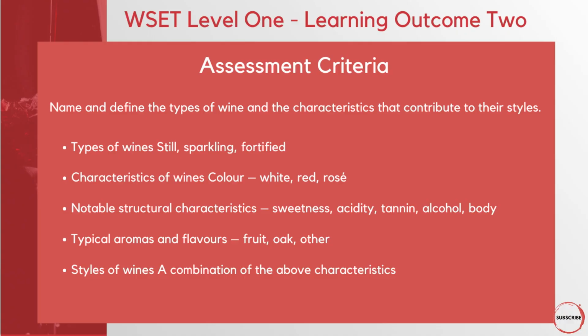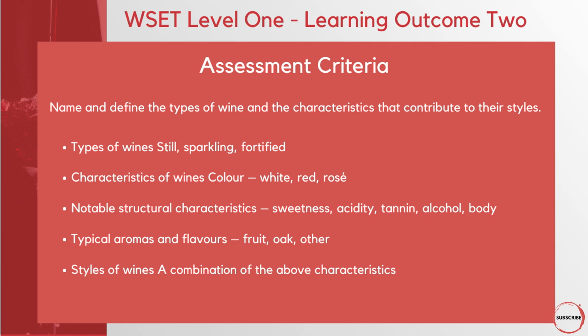That was being able to name and define the types of wines and the characteristics that contribute to their style. So the types of wines you cover at Level 1 are still wines, sparkling wines and fortified wines. You'll be going through the spectrum of colours for wines, that's white, red and rosé. You'll be starting to pick out specific characteristics for the wines that you are studying. You might pick out things like sweetness, acidity, tannin, alcohol and body.